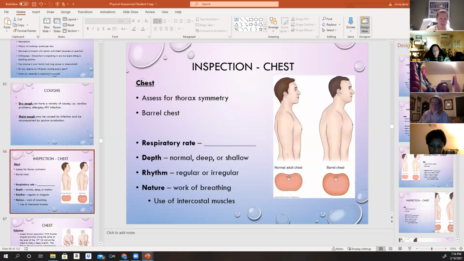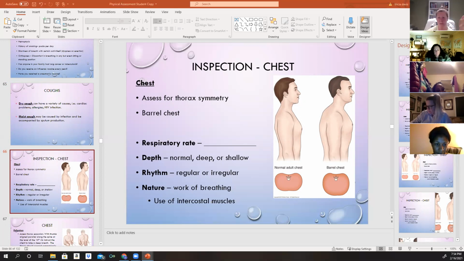So inspection. When we're looking at the chest, we are assessing their thorax area, looking for symmetry. This is a normal adult chest right here. This is a barrel chest. This barrel chest you see with patients that have emphysema and COPD because their lungs are overinflated because of that drive for the oxygen and how they're always struggling to breathe.